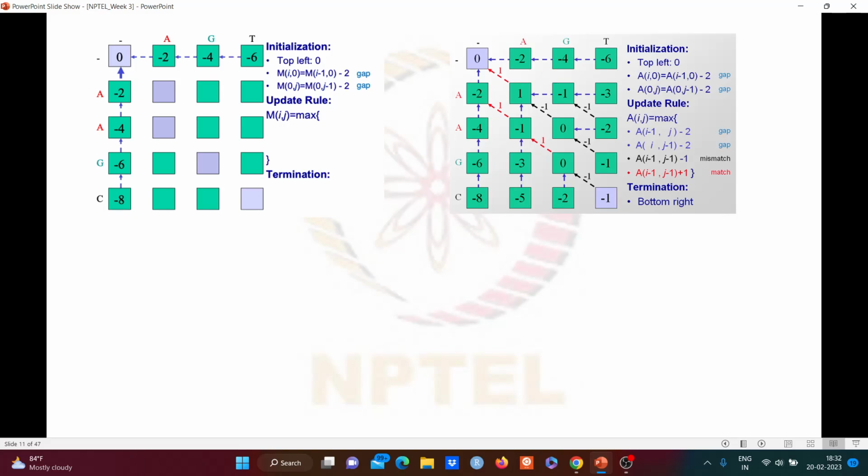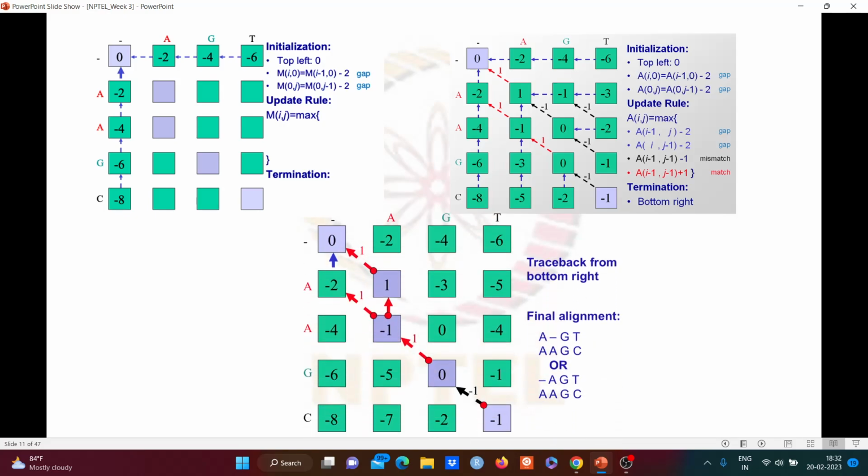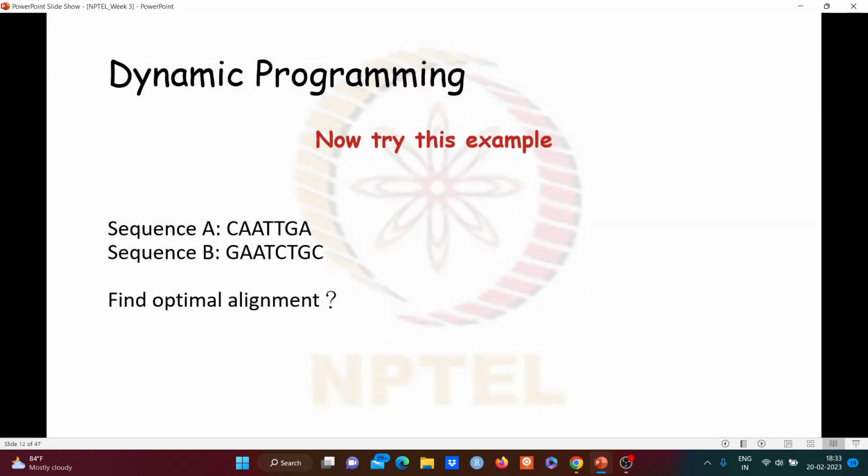So they have called it the update rule, where the update rule for a cell mentions that the value of a cell corresponds to the maximum value obtained from the previous 3 cells. Finally is the traceback. Since this is a global alignment, which considers the entire sequence as the alignment, we take the last cell and move towards the first cell in the matrix. Okay, now we try an alignment.